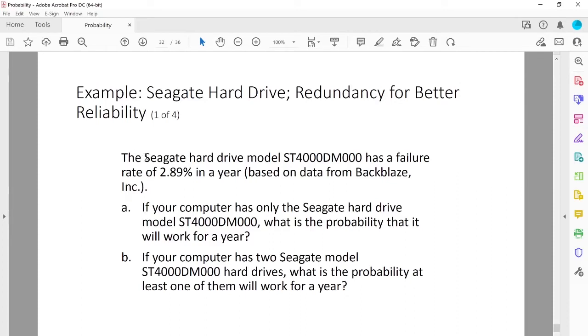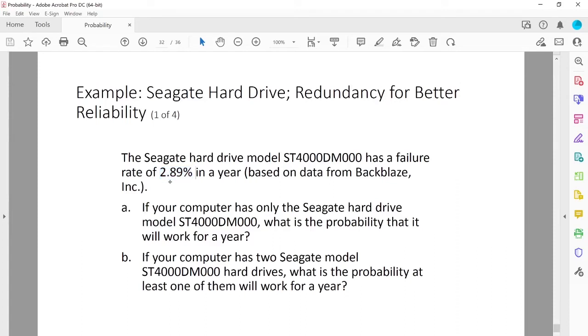Let's assume that the Seagate hard drive model, this is a model for hard drive, and the failure rate of this model is 2.89%. If your computer has only one Seagate hard drive, what is the probability that it will work for a year? So the failing rate is 2.89%. So working rate is the complement of failing, which is 100% minus 2.89%, which is eventually 97.11%. If your computer has 2 Seagate drives, then what is the probability that at least one of them will work for a year?